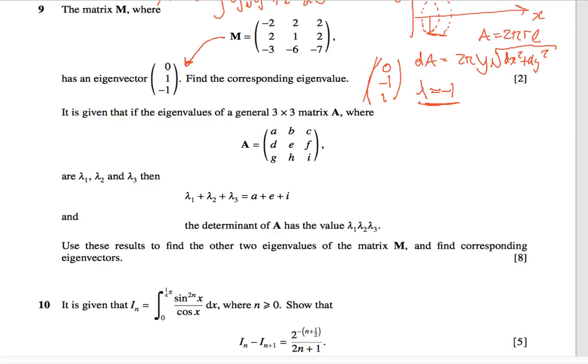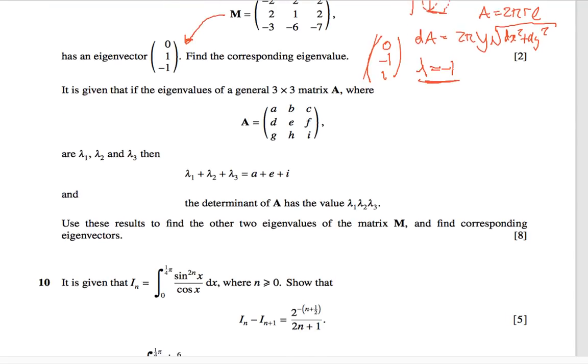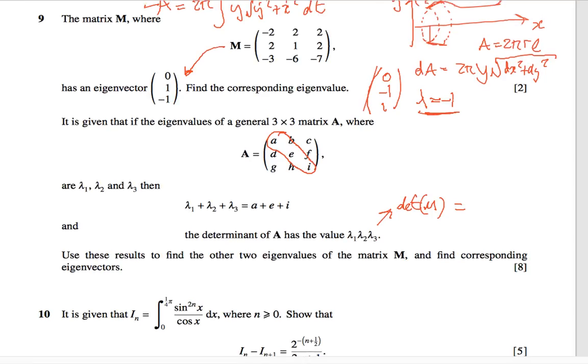Now it just gives you these facts. If you sum the eigenvalues, that gives you the trace of the matrix, which is the sum of the diagonals. And if you multiply them all together, that gives you det M, the determinant of M. So you figure out the determinant, which I just want to remind you is minus 2 times the determinant of the minor matrix, 1, 2, minus 6, minus 7, plus, and then you take this 2, so it's another minus 2, times another minor determinant, 2, 2, minus 3, minus 7.